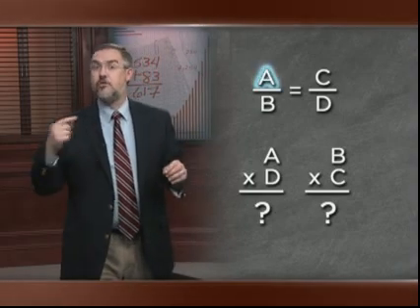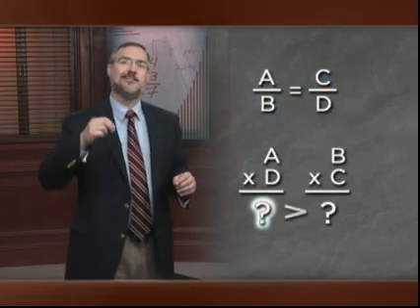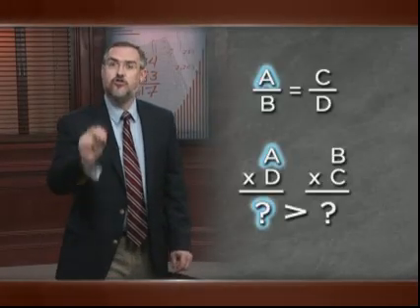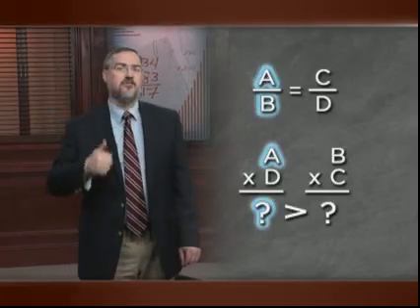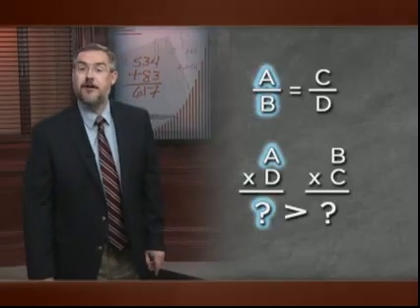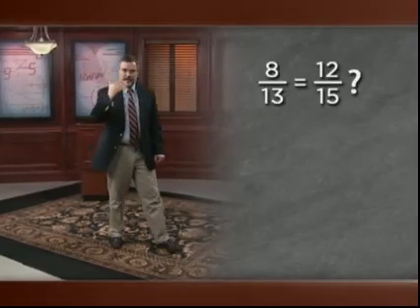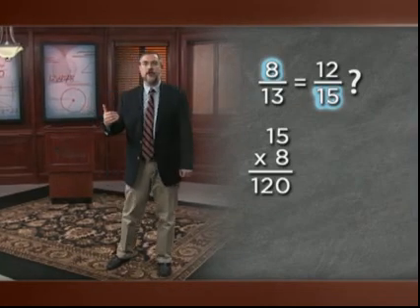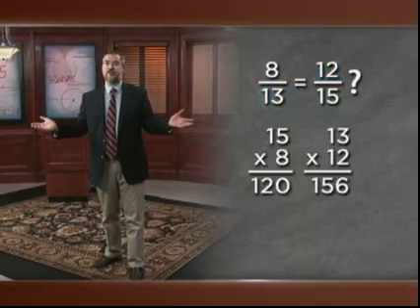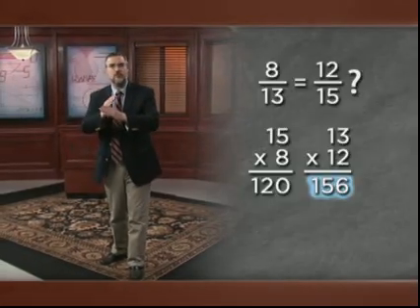Here's a verbal way to say the rule I just mentioned. Multiply each numerator with the other fraction's denominator. Find the amount which is larger and identify the numerator that was used to get that amount. Then the fraction with that numerator is the larger fraction. The key here is which numerator gave you the larger multiplied amount. So let's go back to 8 over 13 and 12 over 15. We saw that 8 times 15 equals 120, and 12 times 13 equals 156. The 156 is larger than 120, so the 12 times 13 is the larger of the two cross products.